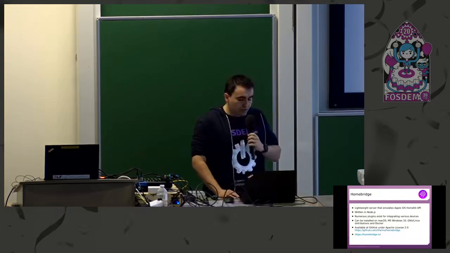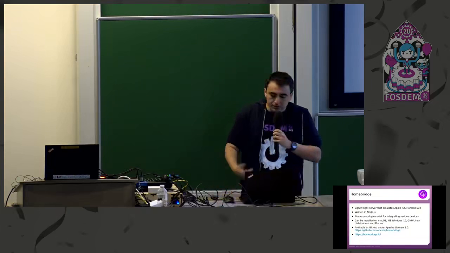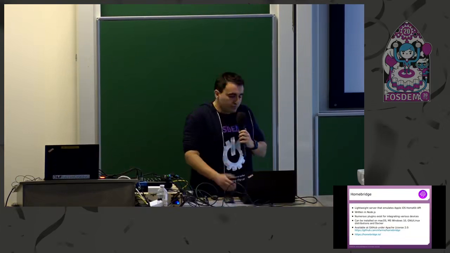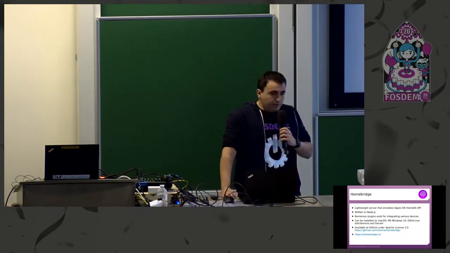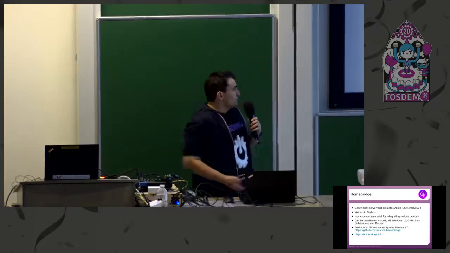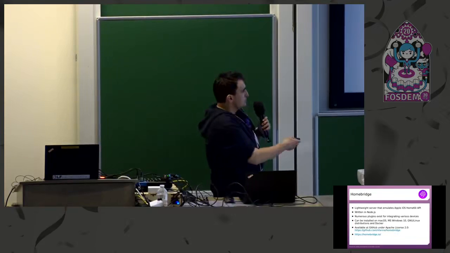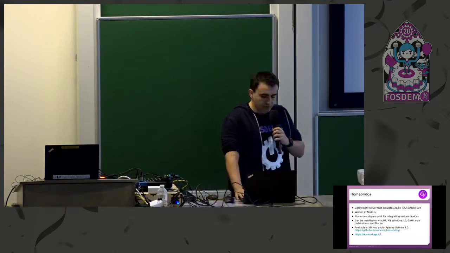It can be installed on macOS, Windows, and of course GNU Linux distributions. In our case, we're going to build a custom GNU Linux distribution. It's entirely open source. It's available on GitHub under the Apache license. And this is the webpage of Homebridge where you can get started.